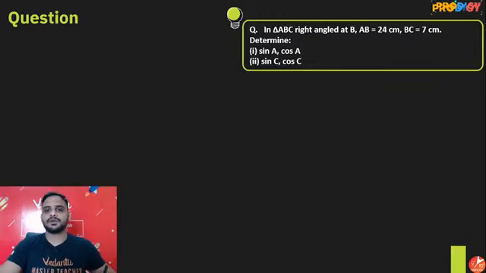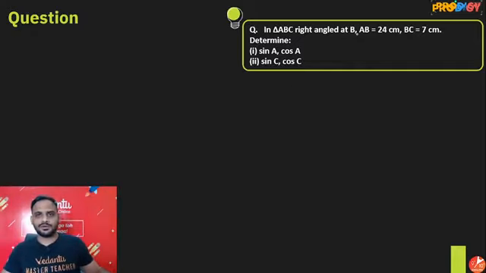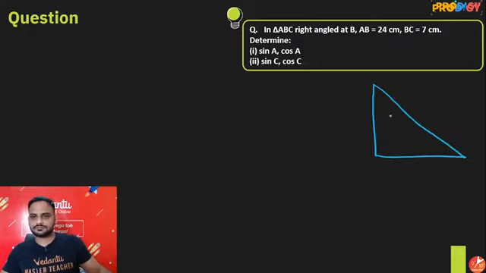Now look, in triangle ABC right angled at B, let's look at a question. In triangle ABC right angled at B, AB is 24, BC is 7, find sin A, cos A, sin C, cos C. So let's say this is a right angle triangle, right angled at B, ABC. AB is 24, BC is 7.